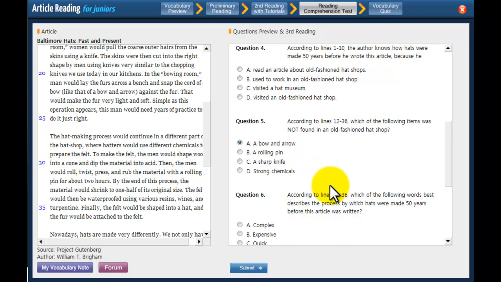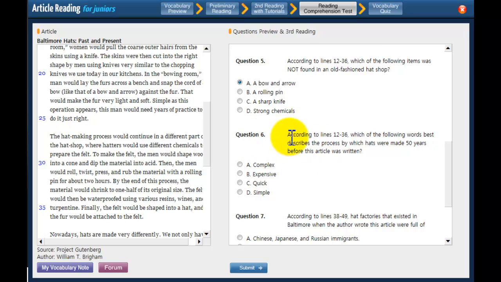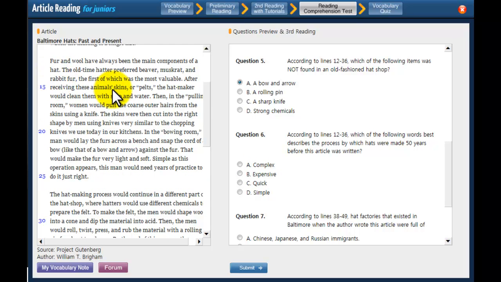The last question we'll look at is question number 6, right here. According to lines 12 through 36, which of the following words best describes the process by which hats were made 50 years before this article was written? To figure this out, we're going to look at those lines again. And does it say that they are complex? What does complex mean? It means it takes a lot of steps. There's a lot to it. It's a really long and involved process. Those lines do seem to be pretty involved.